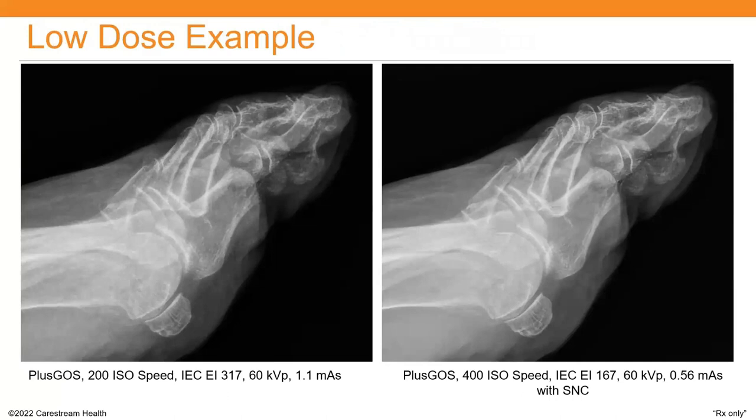I'm going to share some examples from the low-dose study with you. This is a low-dose pair on a plus GOS detector. The 200 speed exposure is on the left, and the 400 speed exposure is on the right. Notice the improved visualization of trabecular patterns and overlapping bone structures on the right.